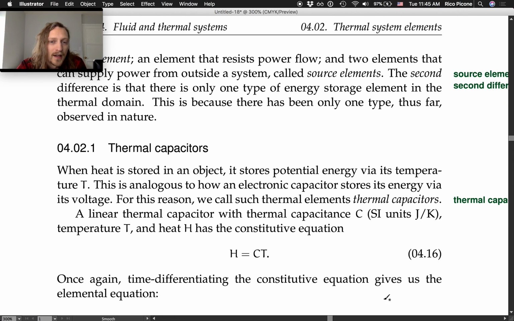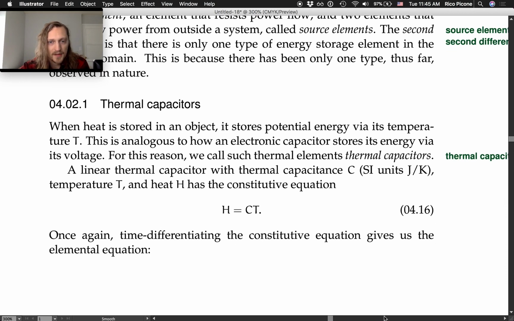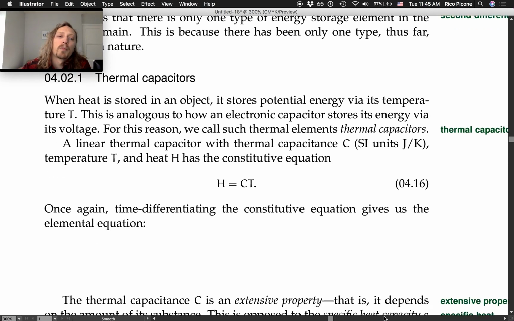When heat is stored in an object, it stores potential energy via its temperature T. Okay. This is analogous to how an electronic capacitor stores energy via its voltage. For this reason, we call these elements thermal capacitors. A linear thermal capacitor with thermal capacitance C, in joules per Kelvin, and heat H has the constitutive equation H equals CT.